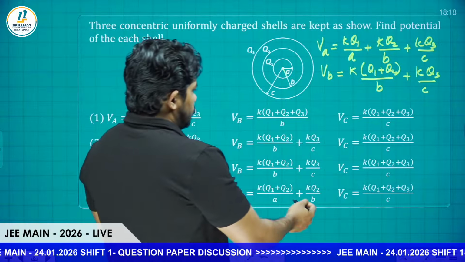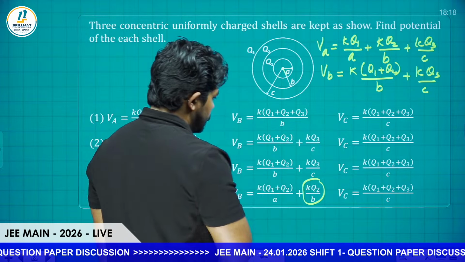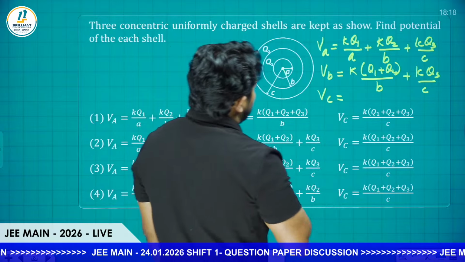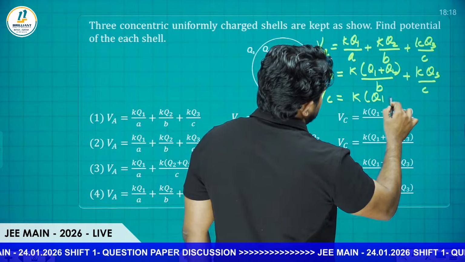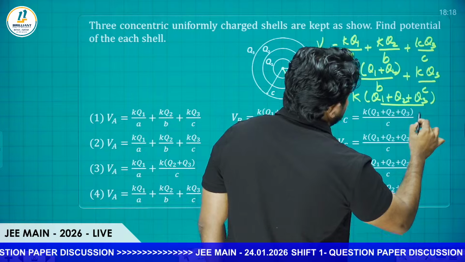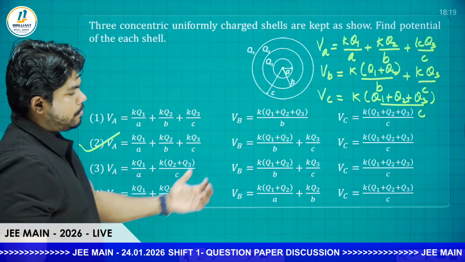Here is the change, right? These 2 values are changing. So we can write the last term also. The last term will be, again, we have to take all the charges that are present, that will be q1 plus q2 plus q3, the whole divided by c. So I think the second option will be the correct one.